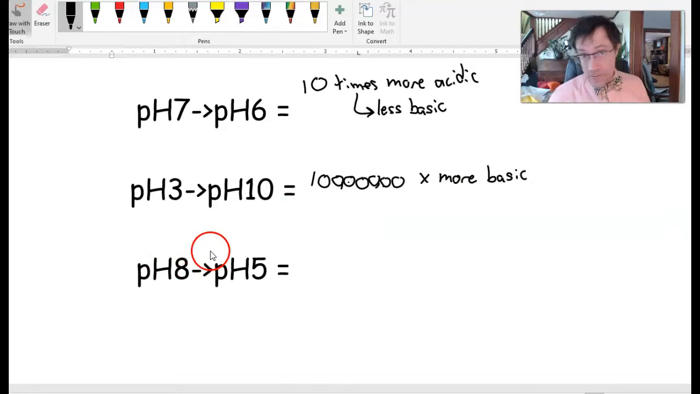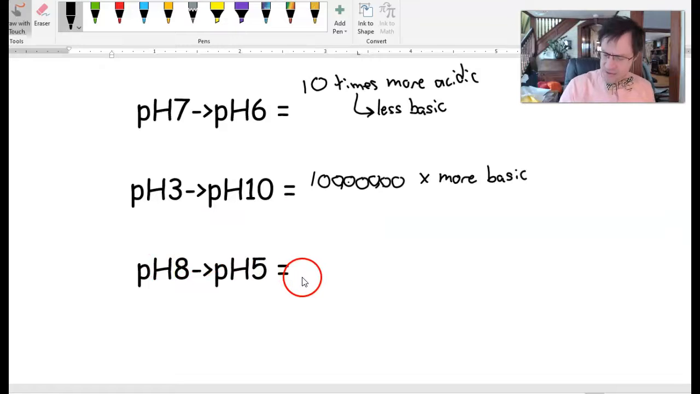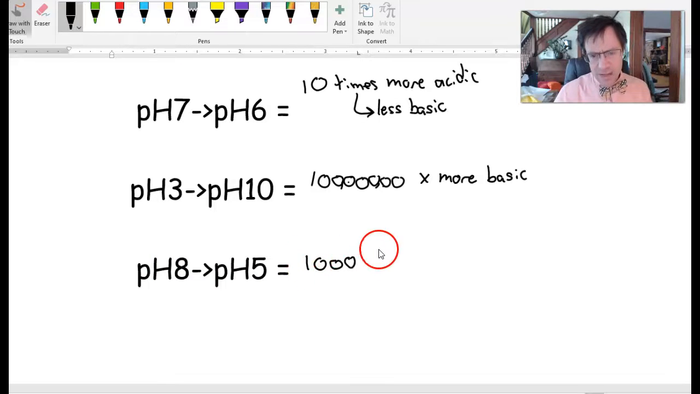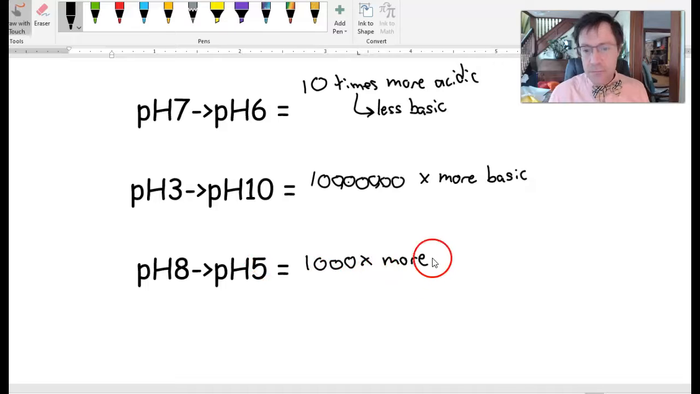Let's go to an easier one. 8 to 5. 8, 5, 6, 7, 8. That's 1,000 times more. Okay, so we're going from 8 to 5. That means we're lowering the pH, so it's more acidic.